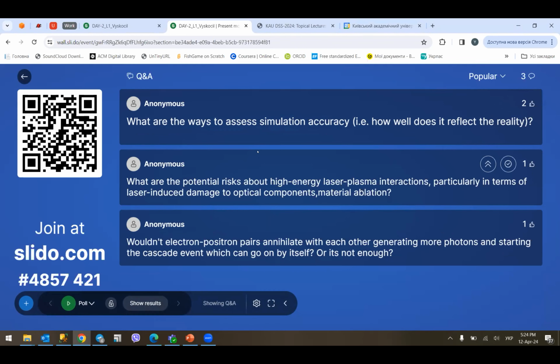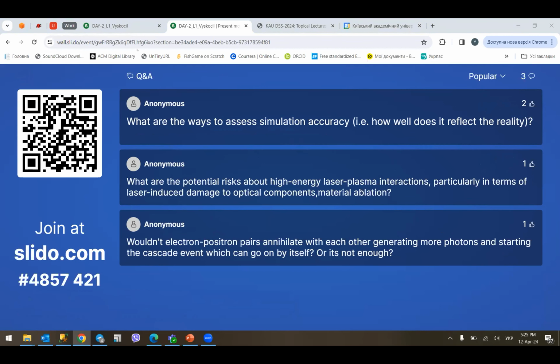Okay, thank you. The next question is, what are the ways to assess simulation accuracy, and how well does it reflect the reality? Yes, that's again a very, very good question.